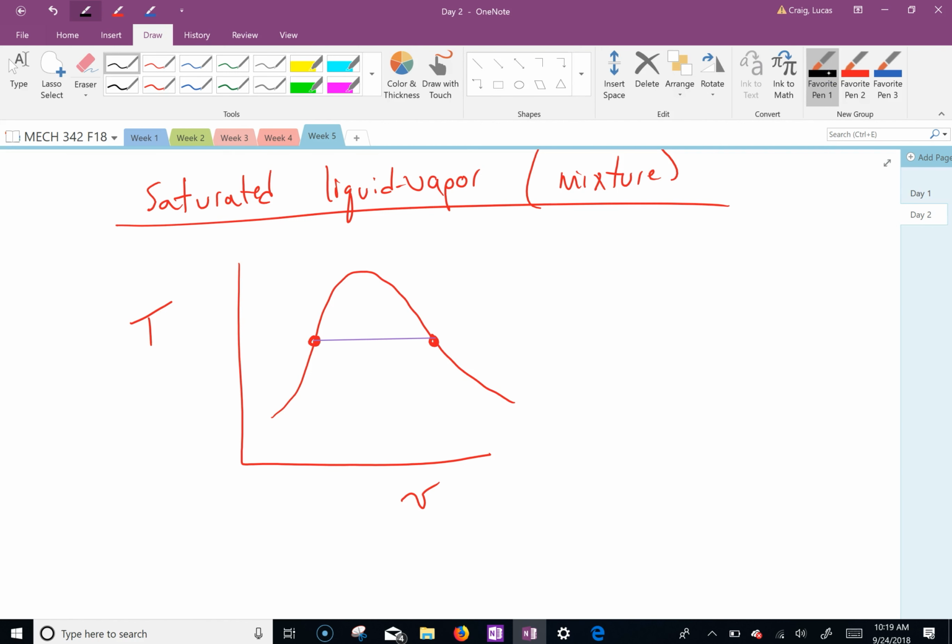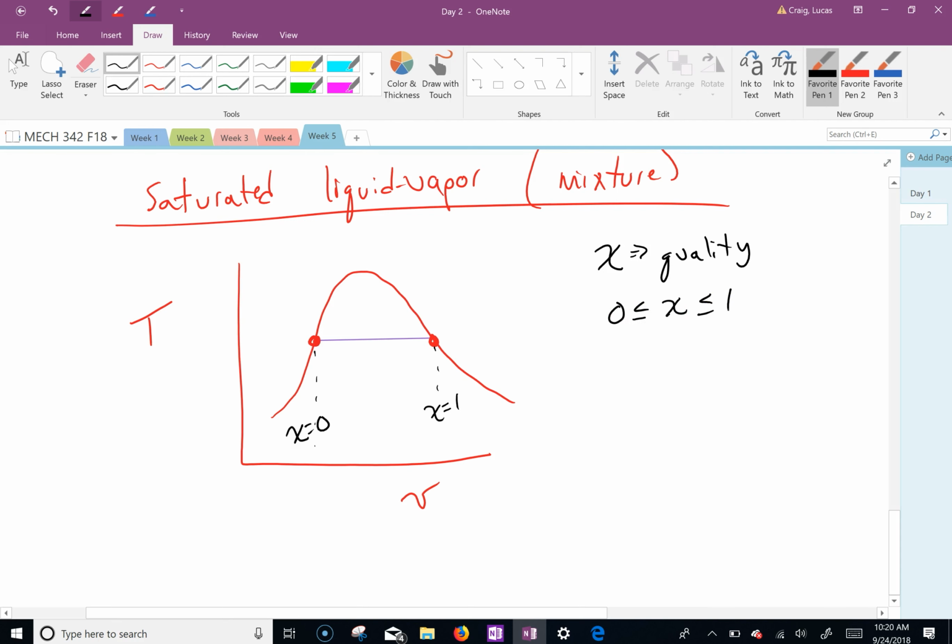So we're in between the two lines. You remember what variable we had to use last class when we talked about it? X, or quality. It's called quality. The quality on the left is 0, and they typically use the quality on the right as 1. So it goes from 0 to 1.